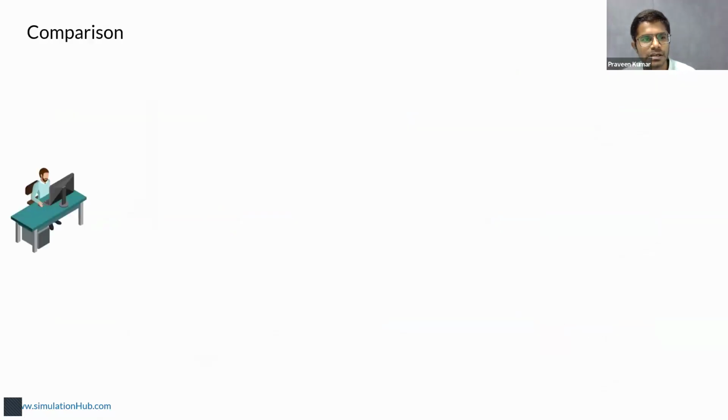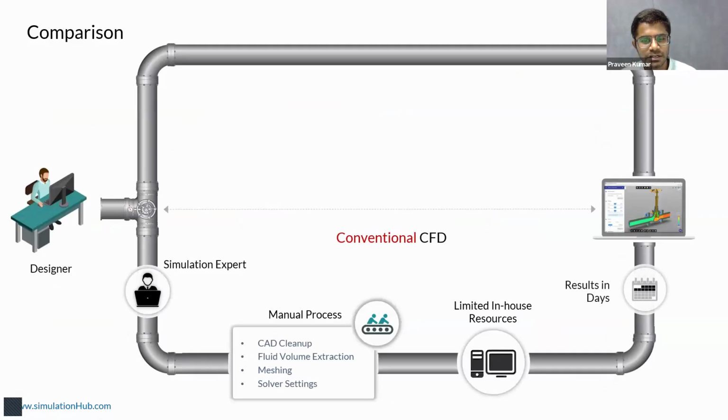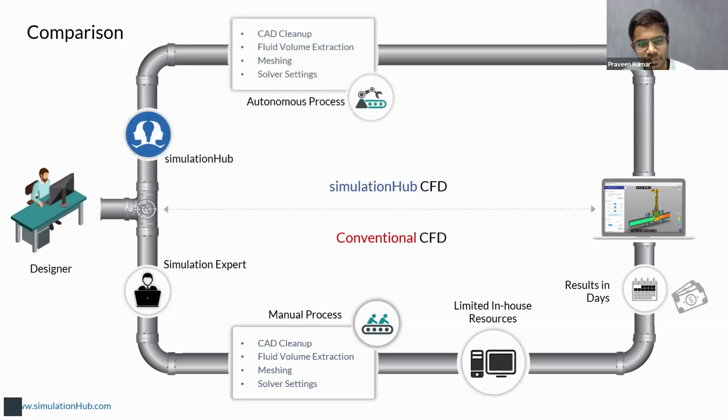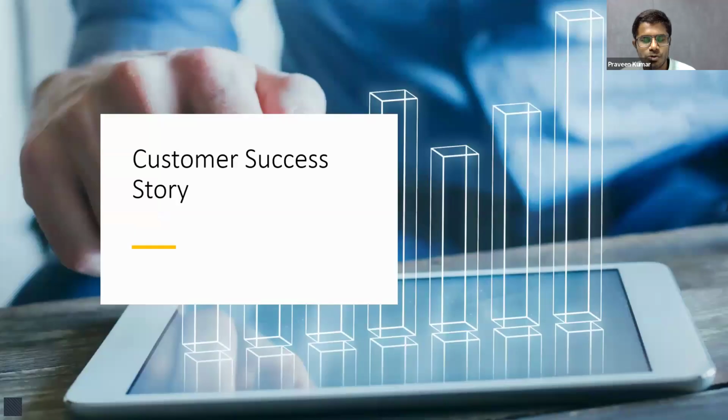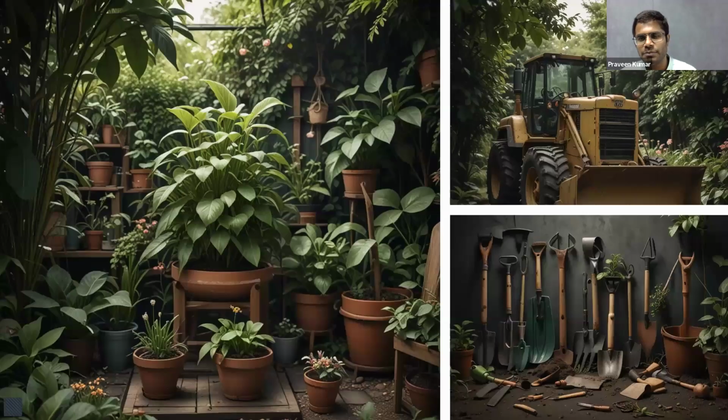In comparison, the conventional method relies more on expertise, manual processes, and in-house resources, which puts a limit on us, and it takes more time, days to weeks. In comparison, Simulation Hub is a mostly autonomous process with expandable cloud computing resources, and the results are available to you in hours. I often use a metaphor to explain this: a comparison between generic CFD and autonomous valve CFD.